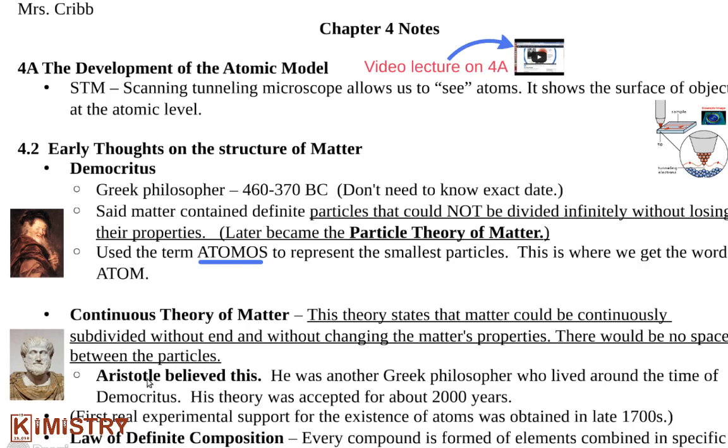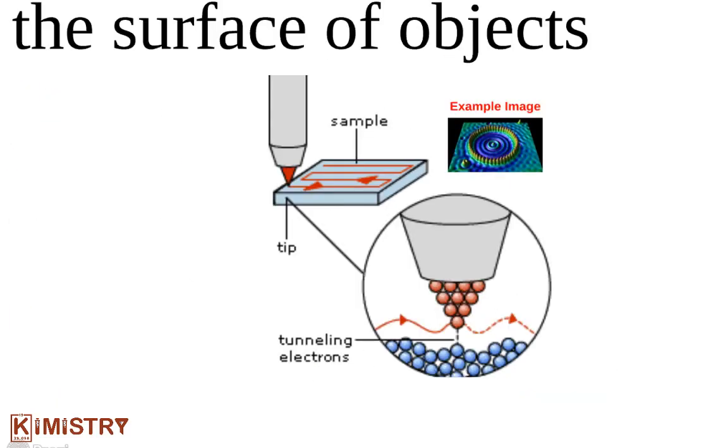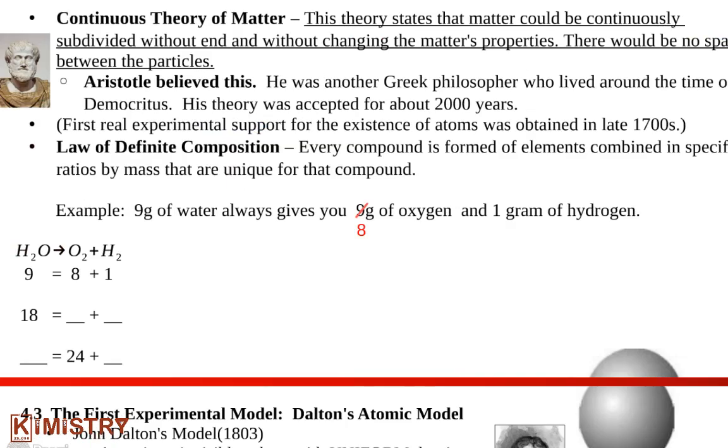Now Aristotle, who kind of won the argument for the day, believed in the continuous theory of matter that states that matter could continuously be subdivided without changing the matter's properties. He thought you could just keep cutting it in half and it would never change, and there'd be no space between those particles. He won for a while, like 2,000 years, and eventually we realized that he was wrong. And next, the law of definite composition.